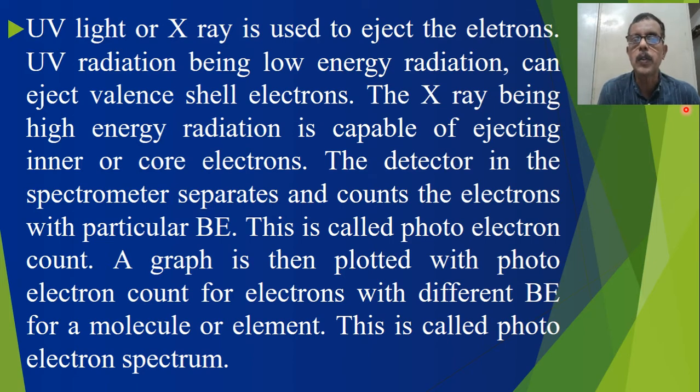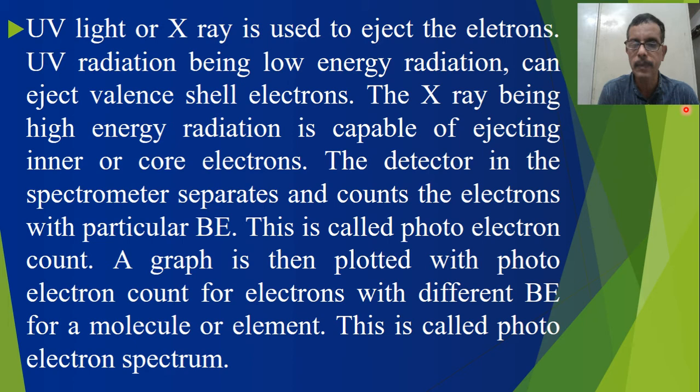There are two light sources used, that is UV light or X-ray light, to eject the electrons. UV light is of lower energy, hence it can eject only valence electrons, because valence electrons are bound to the nucleus with lesser force, so their ejection is easier. You require lower energy. And the X-ray source is a high energy radiation, and it is capable of ejecting inner electrons or core electrons. That is because core electrons are tightly bound to the nucleus and they require a higher amount of energy.